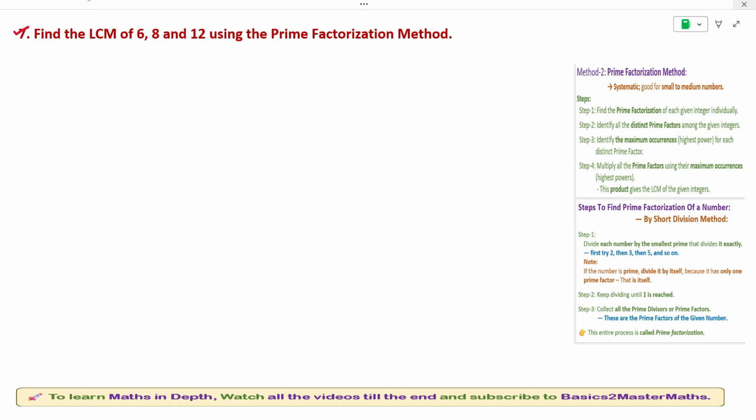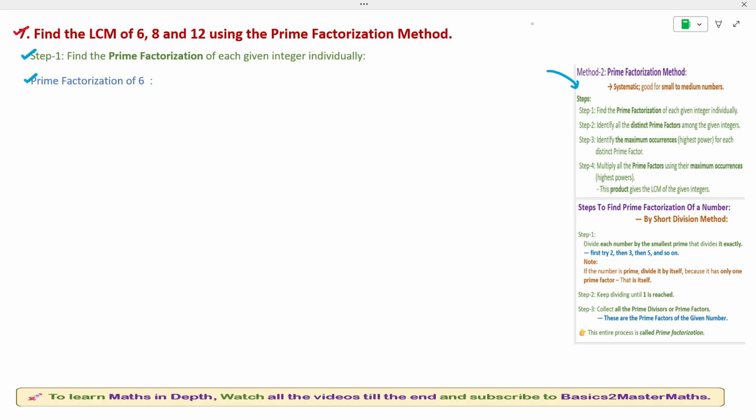Find the LCM of 6, 8 and 12 using the prime factorization method. Please follow the below steps so that you will not make any mistakes. Step 1. Find the prime factorization of each given integer individually.